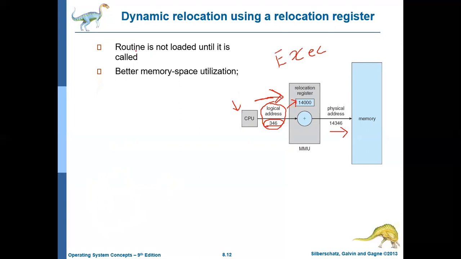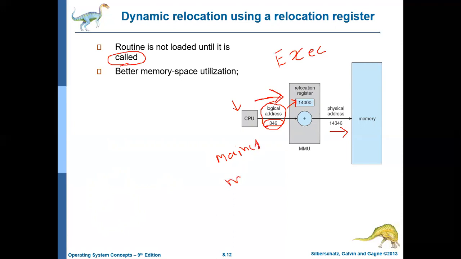Okay, right. So if you are using runtime binding, the particular routine will not be loaded until it is called. What does it mean? Assume that you have written a program, say a C program or a Java program, whatever it may be. Assume the program contains many modules, like there is a main module from where the program execution starts.